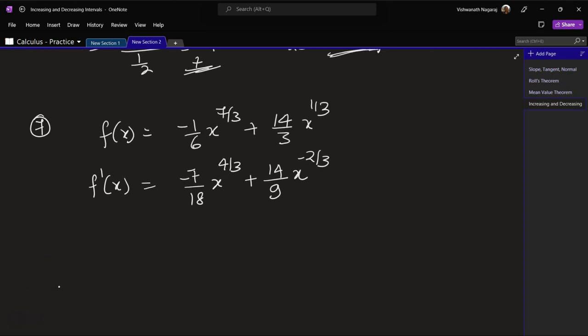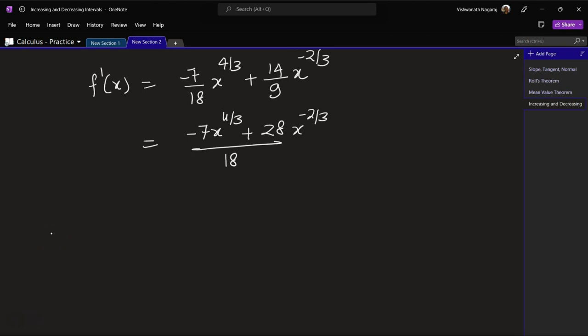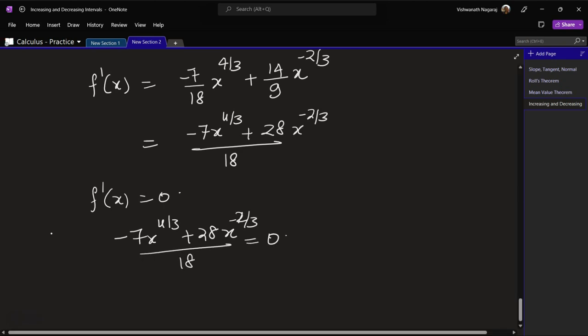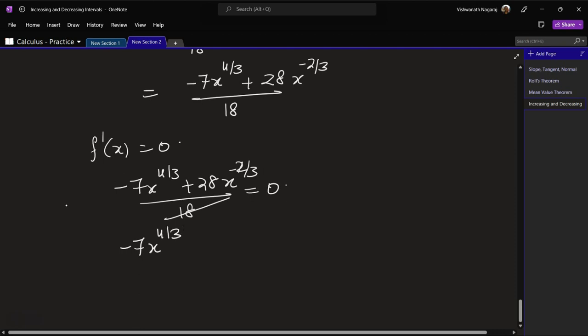Okay. Let's see whether we can do some simplifications of this. So let's add it up, over 18. So what do we get? Minus 7x to the power of 4 by 3 plus 28 x to the power of minus 2 by 3. Can this be further simplified? No, for the purpose, because later on we are going to use this for doing substitution and figuring out the ascending descending, we'll leave it at this. But now let's equate it to 0. So that means minus 7x to the power of 4 by 3 plus 28x to the power of minus 2 by 3, by 18, equal to 0, which means this 18 goes off. Okay, and we end up with minus 7x to the power of 4 by 3 plus 28x to the power of minus 2 by 3 equal to 0.